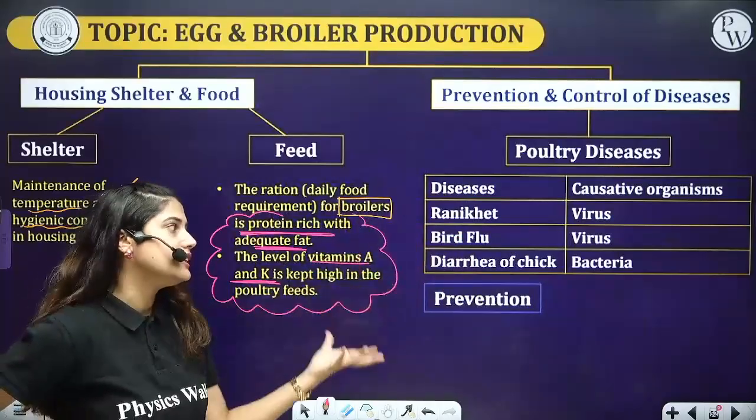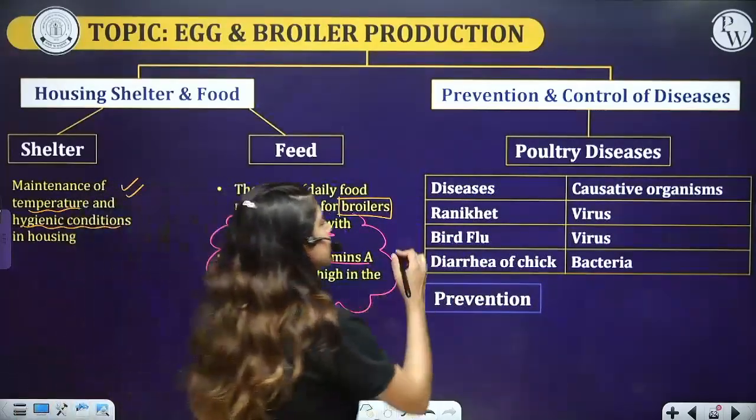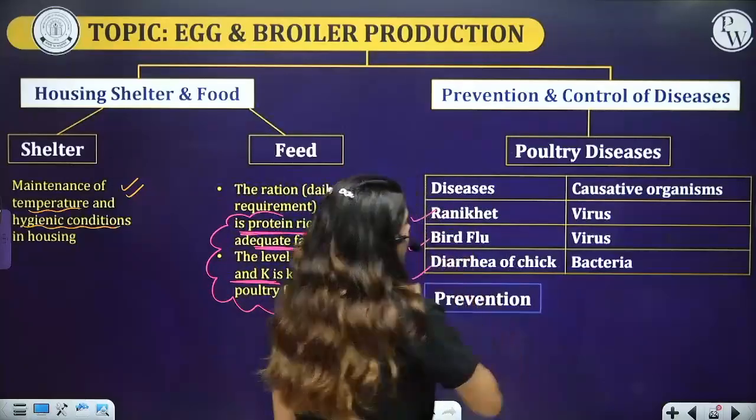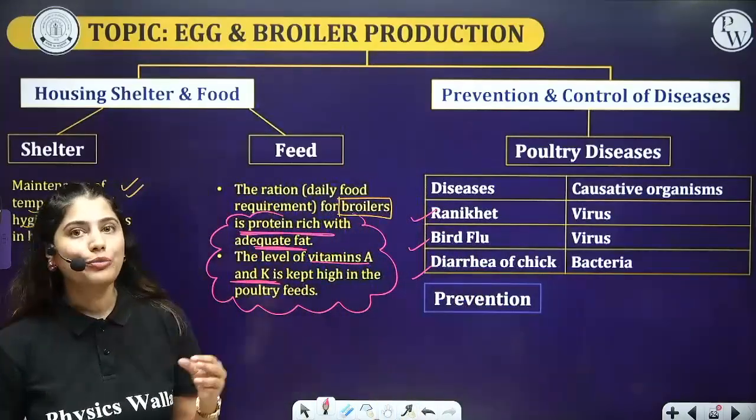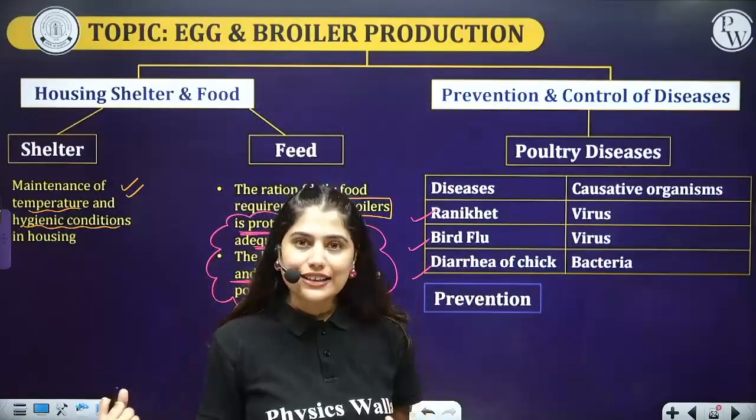Again, guys, these can be infected by diseases. Some of the poultry diseases are mentioned. They can be infected by a virus or a bacteria. Some examples can be Ranikhet, bird flu, and diarrhea. Now, how can we prevent them? We can prevent them by providing vaccines.